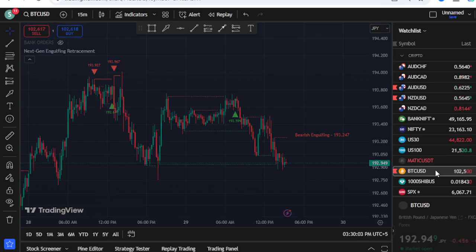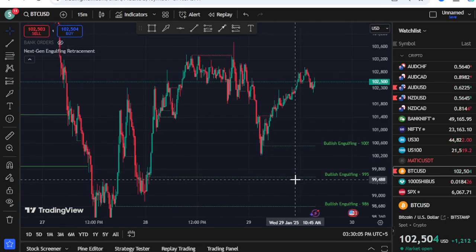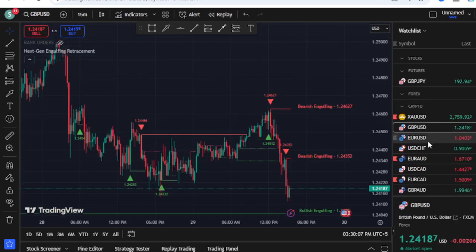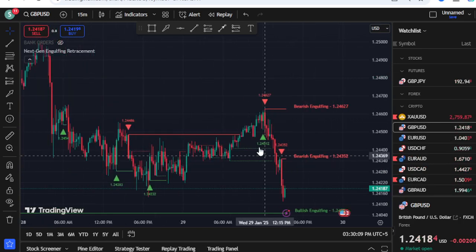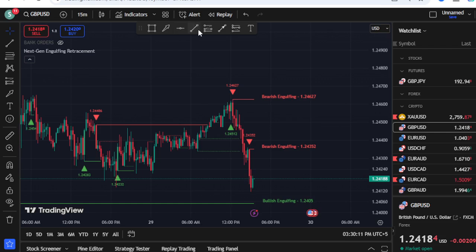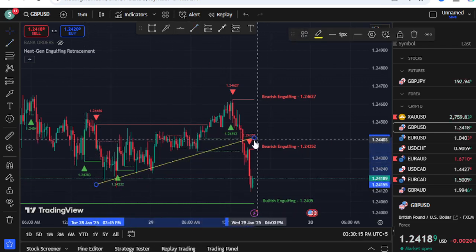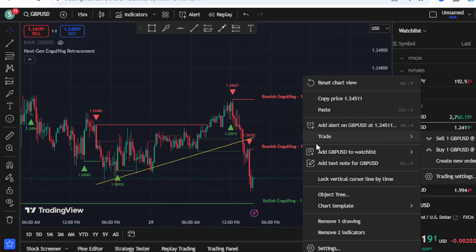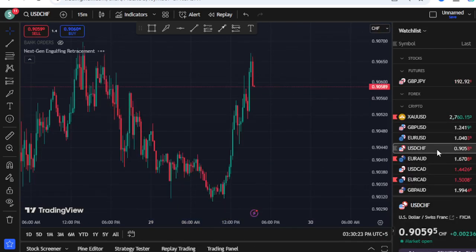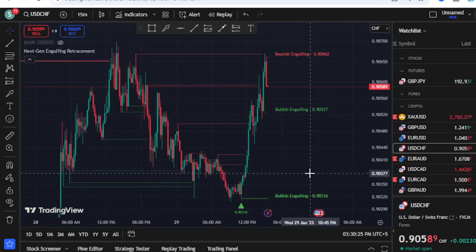Let's see more trades. Now you can see this was our bullish trend, but right now the market has changed the trend because there is a breakout of the trend line. Now you can go for a selling activity, right? So until the market keeps its trend, you can go for that one.